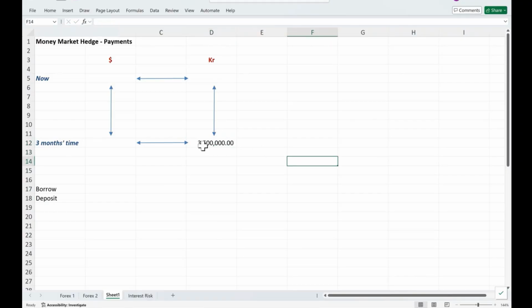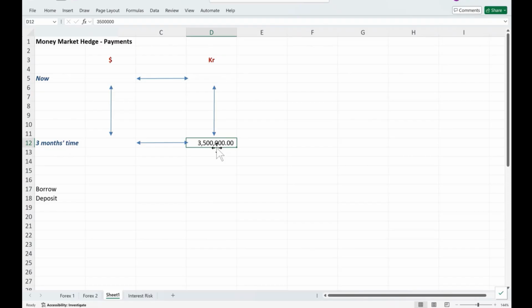Okay, that much kroner we have to pay in 3 months' time. So how can you make a money market hedge? Okay, so what should we do? We need 3.5 million kroner in 3 months' time for a payment.